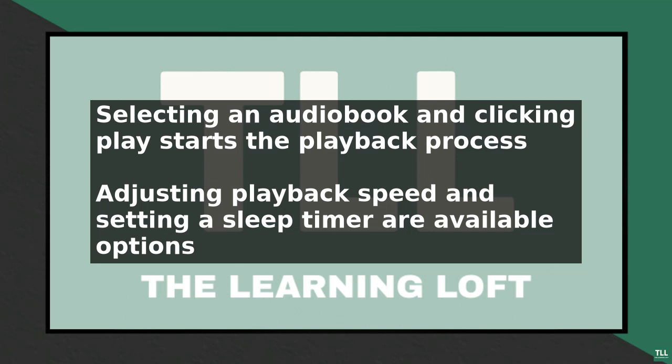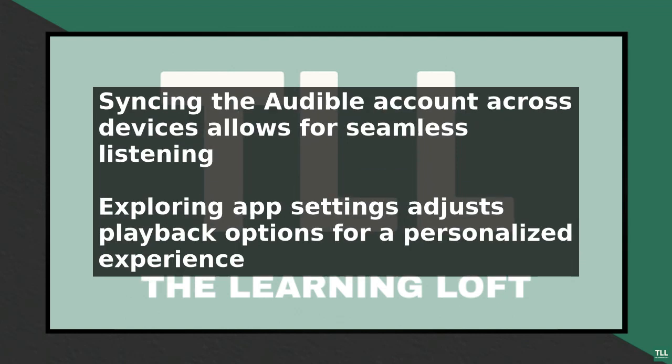For a more personalized listening experience, explore the app settings to adjust playback options, such as setting the default playback speed or enabling enhanced audio quality. You can also manage your audiobook library by sorting titles, creating collections, or removing unwanted books.